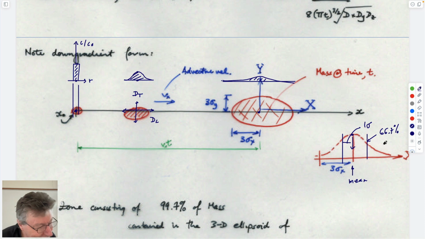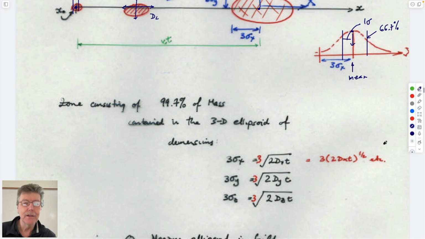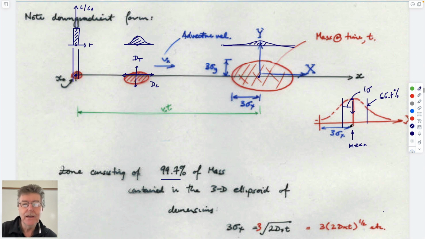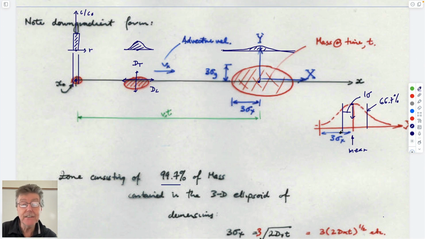Oh, 66.8, all right. Good, that's good. Good, 66.8 then. But 3 standard deviations is 99%. And so this length here that includes 99.7% of this mass is 3 standard deviations.